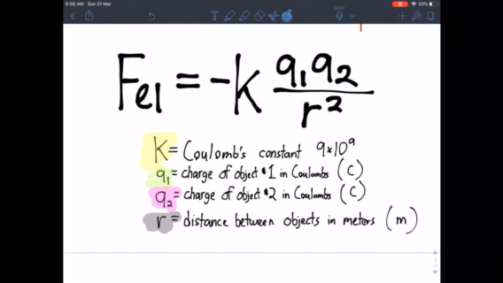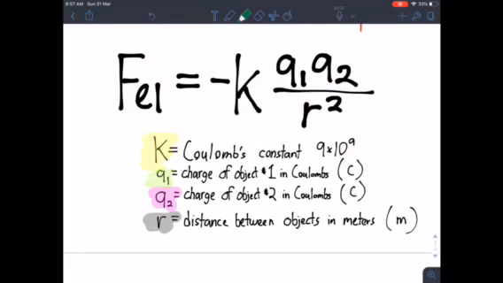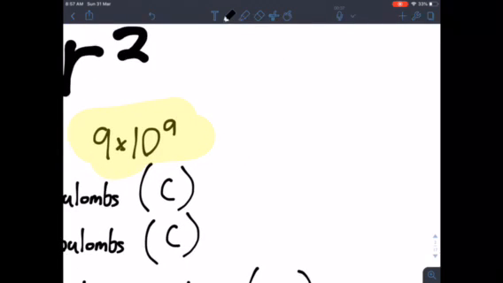And this equation, we're just going to color it in first. It starts with F_EL right here, which is the value of electrostatic force. And then it has this negative k value. The k stands for Coulomb's constant, which right here is 9 times 10 to the 9th. It's just a really, really huge number that never changes. It's always the same in this equation.